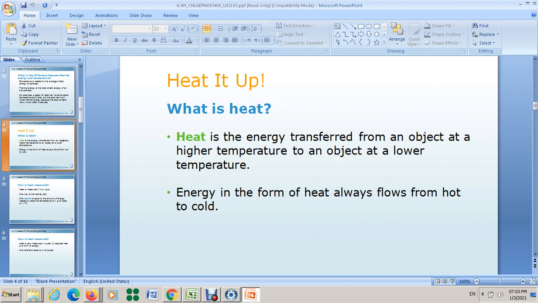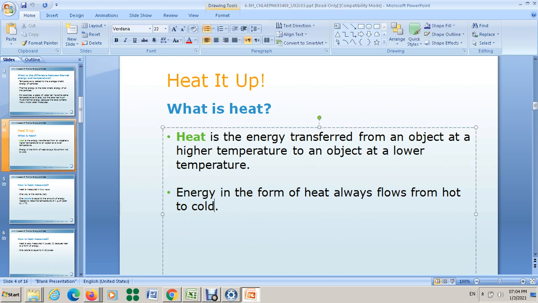If you remember, we did an experiment, a virtual lab. We added water from cold water to hot water. So the energy started to be transferred from the higher temperature object to the lower temperature object. Okay, energy in the form of heat always flows from hot to cold. This is very important. I'm going to repeat this again.